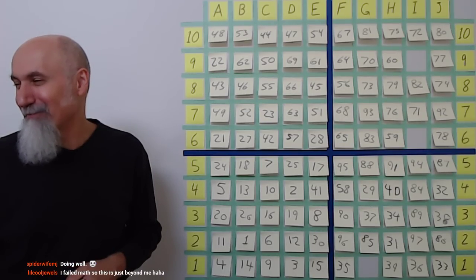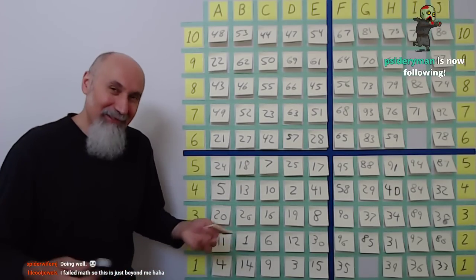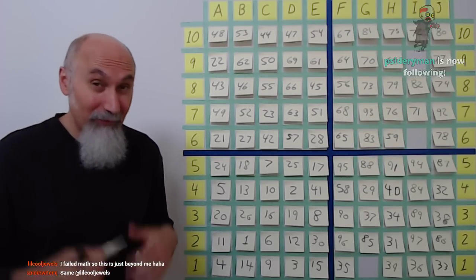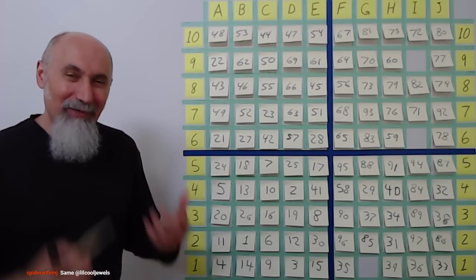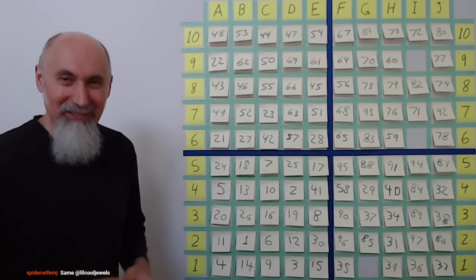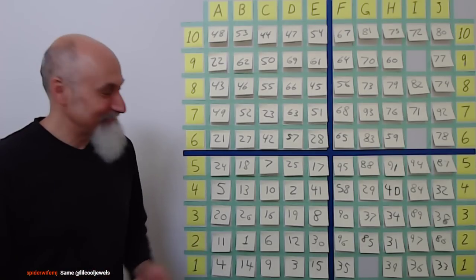Doing well. Awesome. I failed math, so this is just beyond me. I don't know if this is beyond you. This is pattern recognition. We're hardwired human beings. We're hardwired to be pattern recognizers, right? We're pattern recognition machines. We're so good at it, we find patterns where they don't exist, right?